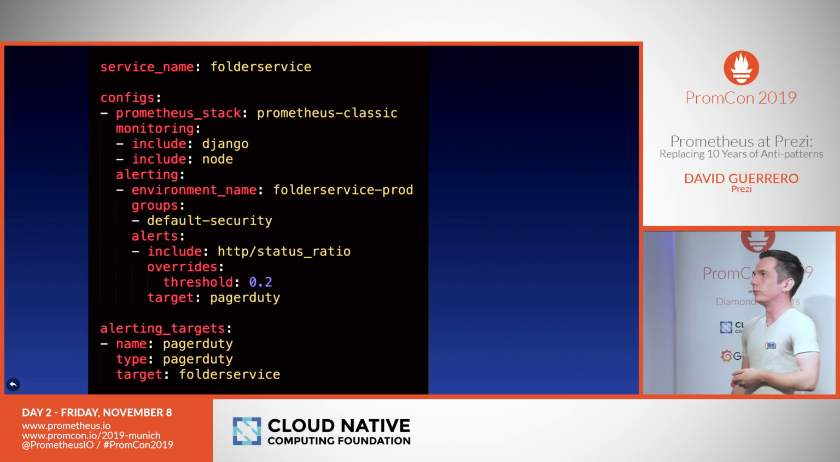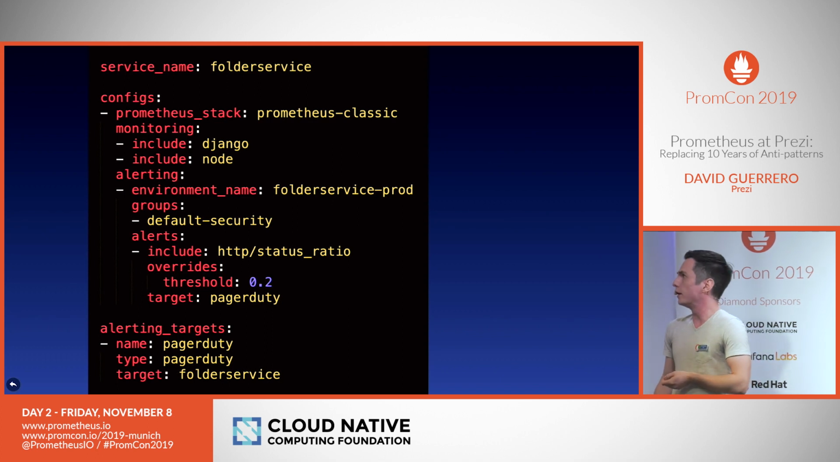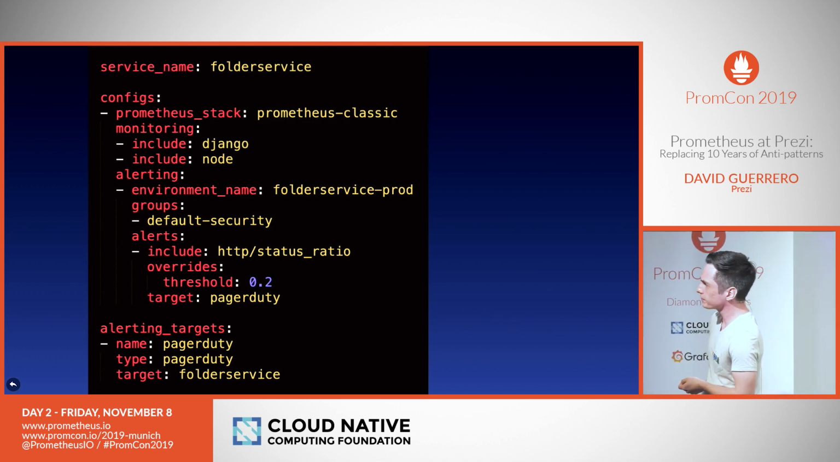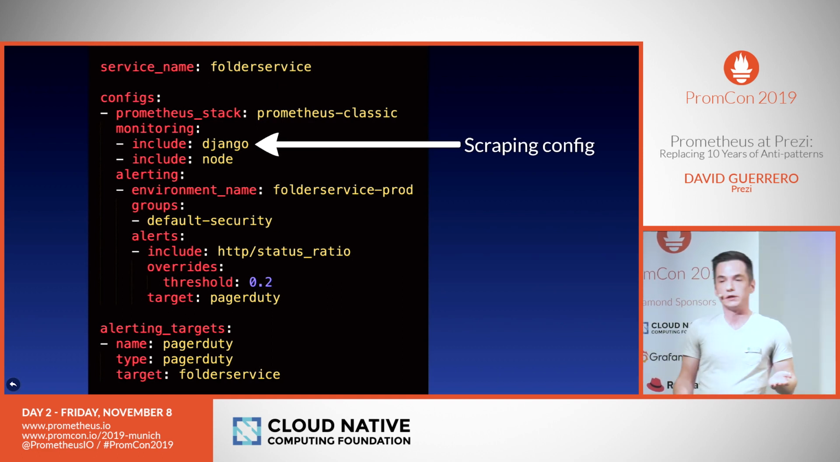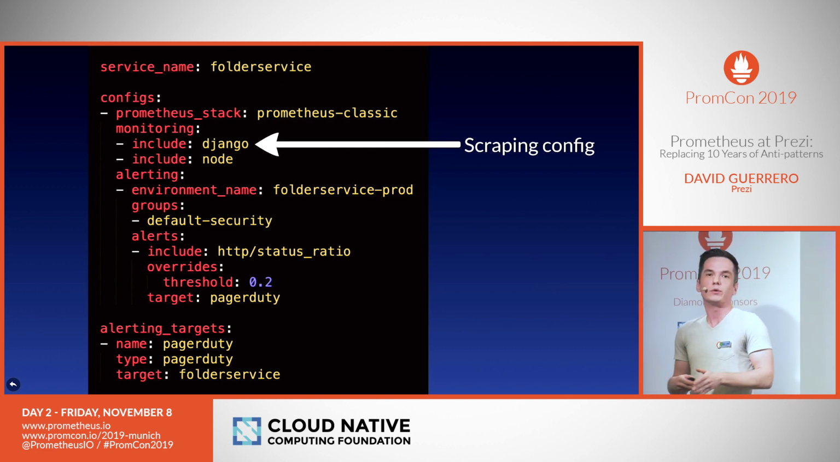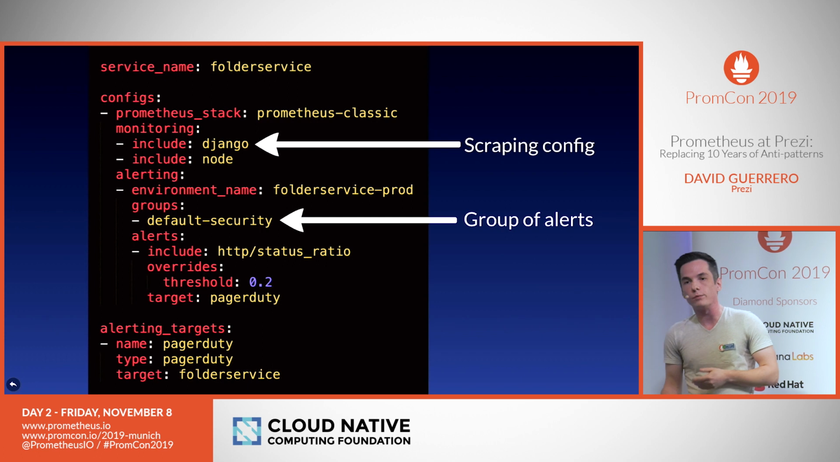So here you can see the example of configuration for monitoring for one of our services, which is called folder service. Here, for example, you can see the scraping config being set just by one line. If you set this line, it means that we will generate the scraping configuration for the Django exporter that we built. You can also set a group of alerts.